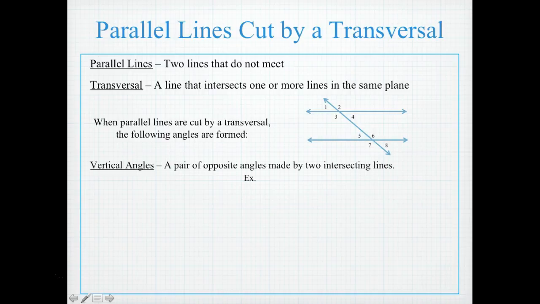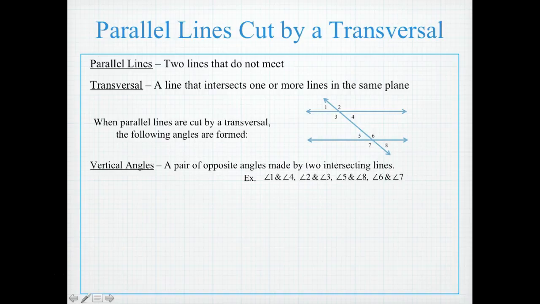The first type of angle is a vertical angle. A vertical angle is a pair of opposite angles made by two intersecting lines. Now you don't need to have parallel lines in a transversal to create vertical angles. Anytime two lines intersect, vertical angles are produced. So in this diagram, we have four pairs of vertical angles.